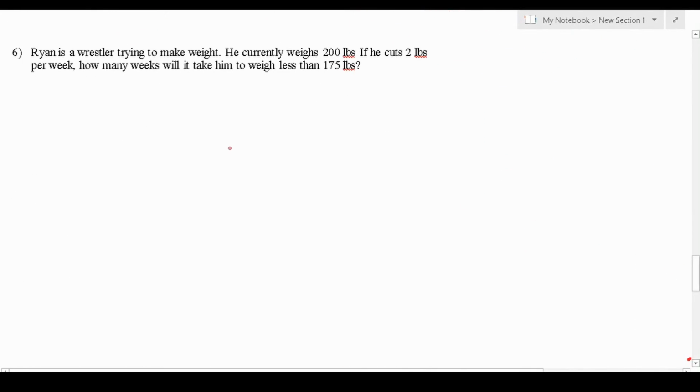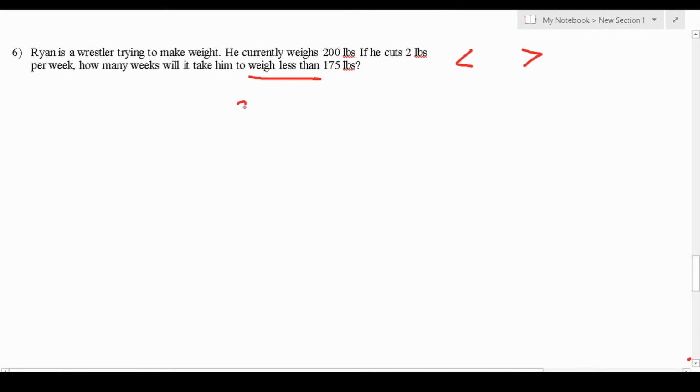Number 6 says Ryan is a wrestler trying to make weight. He currently weighs 200 pounds. If he cuts 2 pounds per week, how many weeks will it take him to weigh less than 175 pounds? Again, in this case, we want to know when he's going to weigh less than 175 pounds. He doesn't want to equal 175 pounds. So we know we're going to work with less than or greater than as our inequality sign. That said, we want to write an equation or an inequality to represent this scenario.